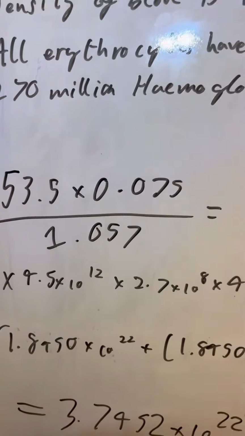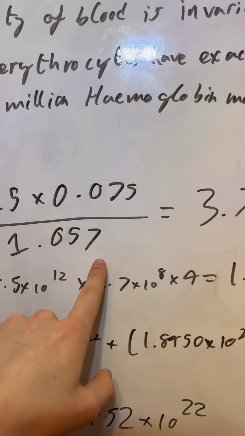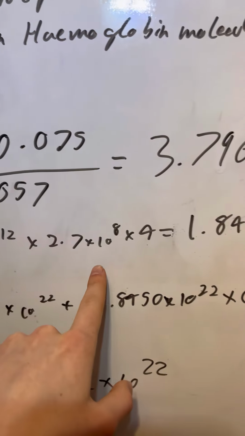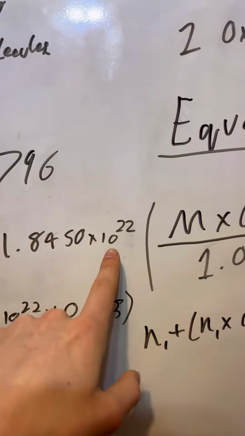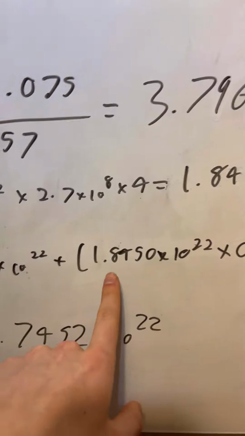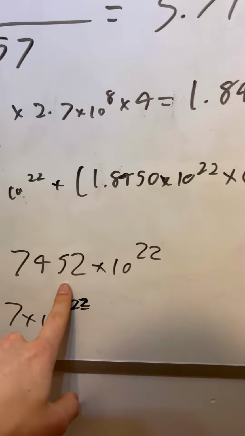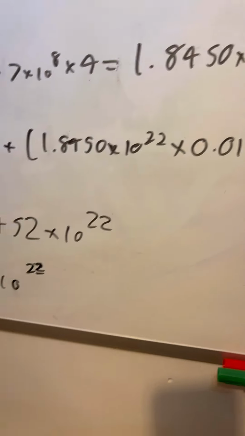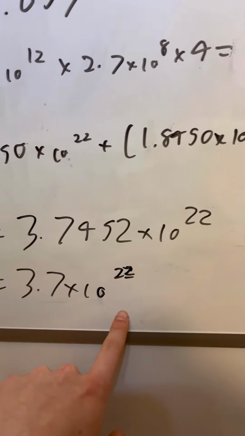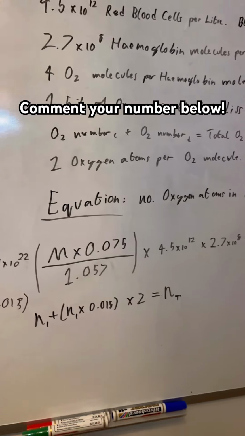So for me, my mass is 53.5 kilograms. Multiply that by 0.075 over 1.057 to get 3.796. Then multiply that by 4.5 times 10 to the 12 times 2.7 times 10 to the 8 times 4. I get 1.8450 times 10 to the 22. Then take 1.8450 times 10 to the 22 plus that again times 0.015 multiplied by 2, and you get 3.7452 times 10 to the 22. Or, because our uncertainty is too great to get a number this precise, 3.7 times 10 to the 22 oxygen atoms in my blood. And now I want you to see if you can do this for yourself.